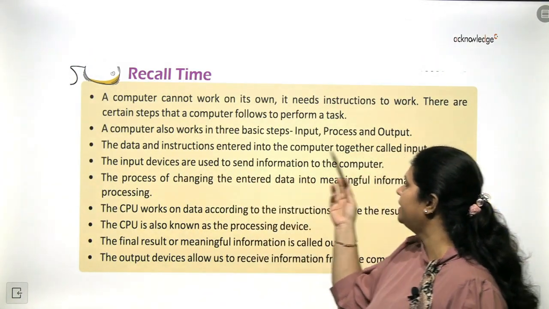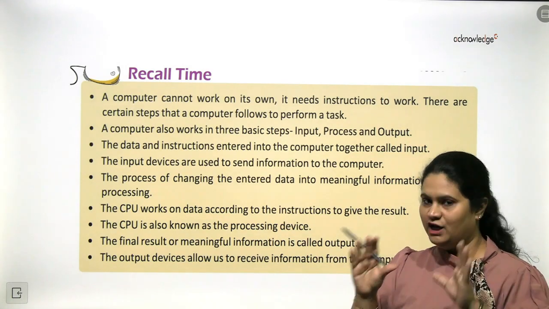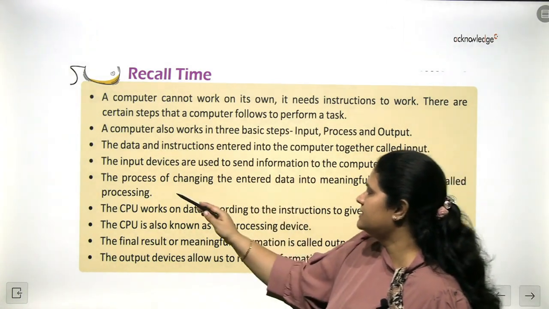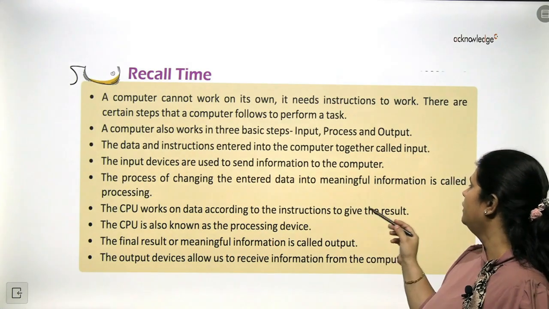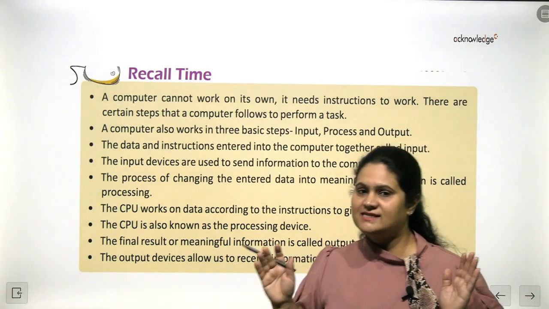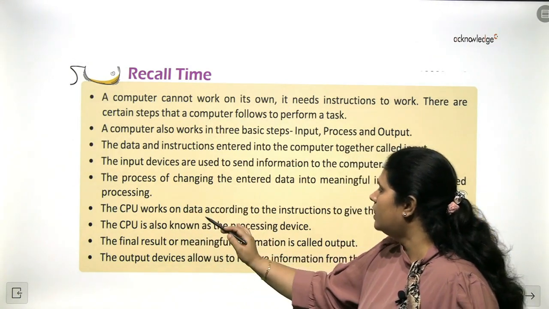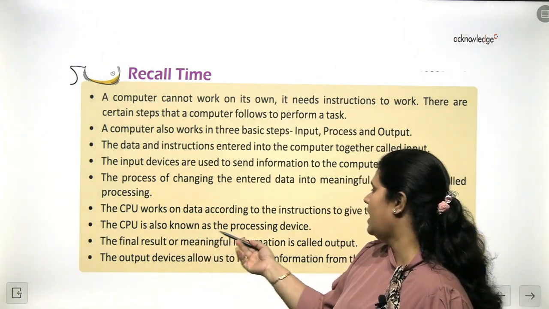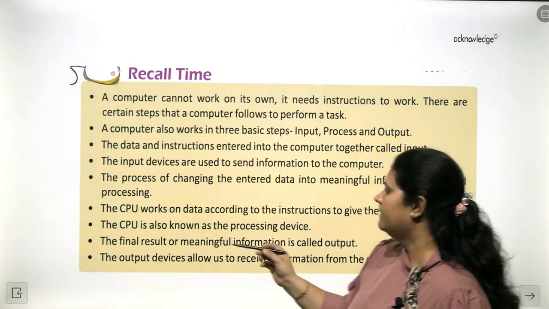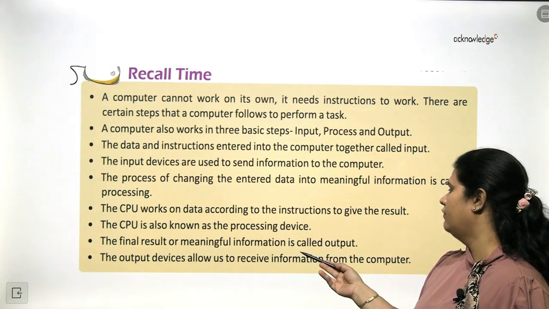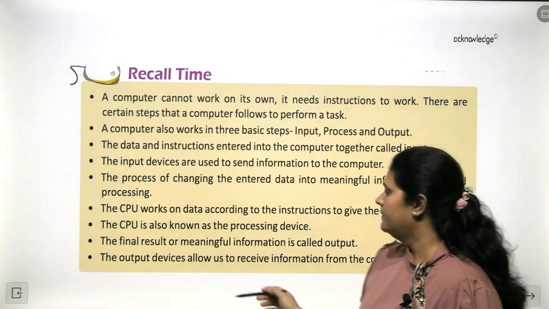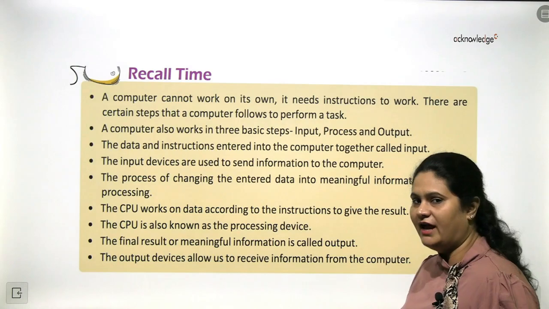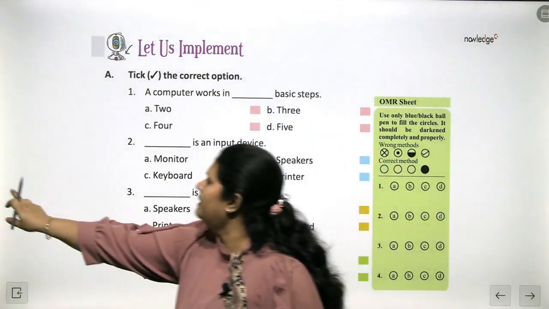Data and instructions entered into the computer together are called input. Input devices are used to send information to the computer. Process: changing the entered data into meaningful information is called processing. Now, the CPU works on data according to the instructions given to it. It's also known as the processing device. Final result or the meaningful information that we get is called output. Output devices allow us to receive information from the computer. Is it fine? Now let us implement.